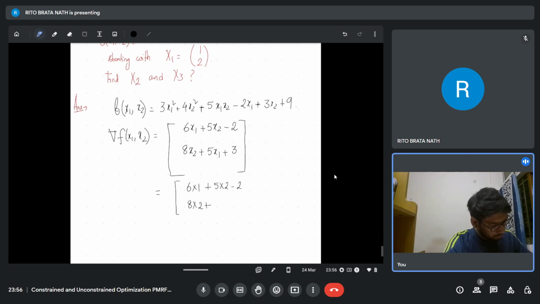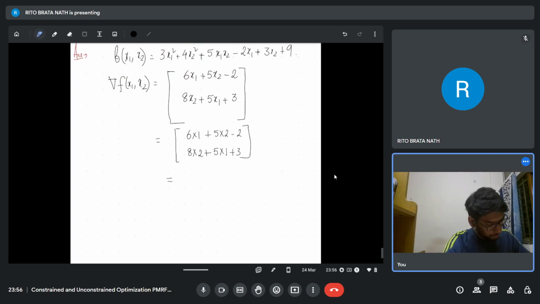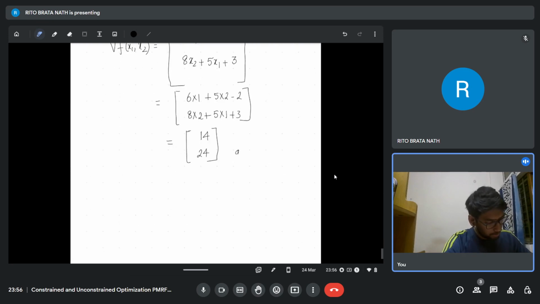So this is 2. Okay. So this is 6 plus 10, 16 minus 2, 14. Then 16 plus 5, 21 plus 3, 24. I hope this is correct. Please check the calculation. So this is at 1, 2.